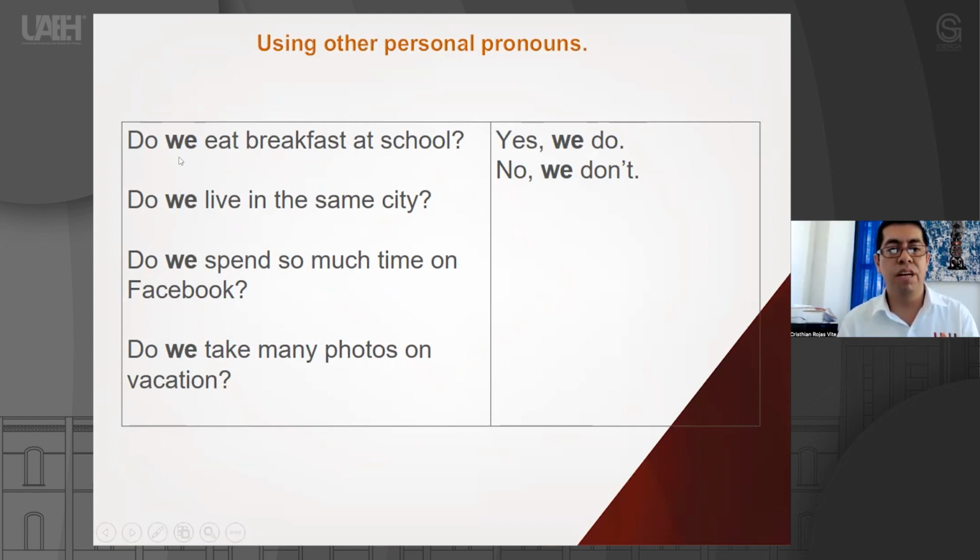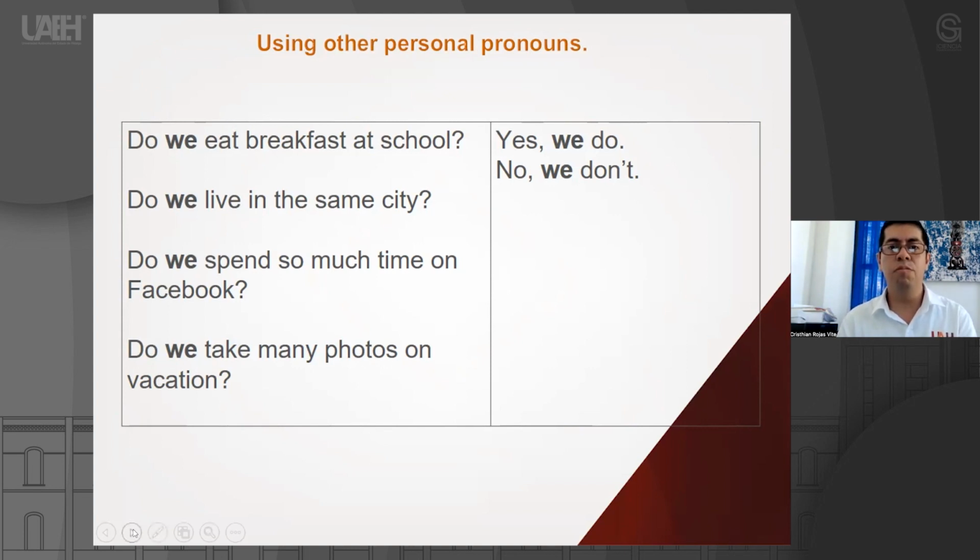In this case, we're using a plural with personal pronoun we. So for example, it says, do we eat breakfast at school? Yes, we do, because we're referring to all of us. Or no, we don't. If you have a friend and you two are together right now and say a question like this, excuse me, do you live in the same city? Yes, we do, or no, we don't. So now, I have another example for you. Do we take many photos on vacation? Yes, we do, of course, that we take a lot of photos on vacation.